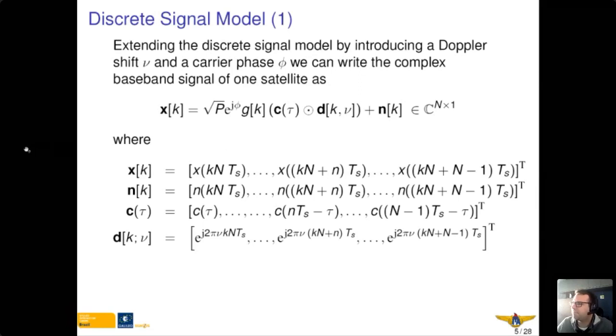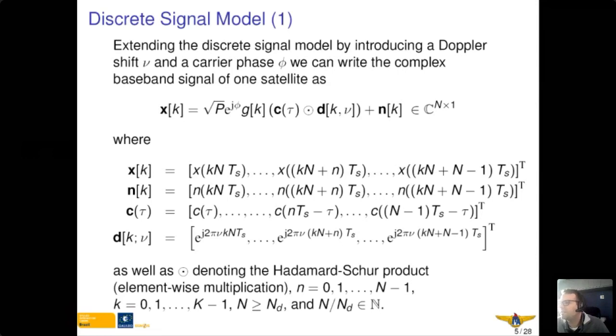Then we have C, and then there's a circle with a dot. You see that in the equation. That's the Hadamard-Schur product. This is the element-wise multiplication. So we're multiplying the first element of the vector C with the first element of the vector D, and then the second element with the second element of the other vector, and so on. The result of this product is a vector again with the multiplications of the respective entries of the two vectors.